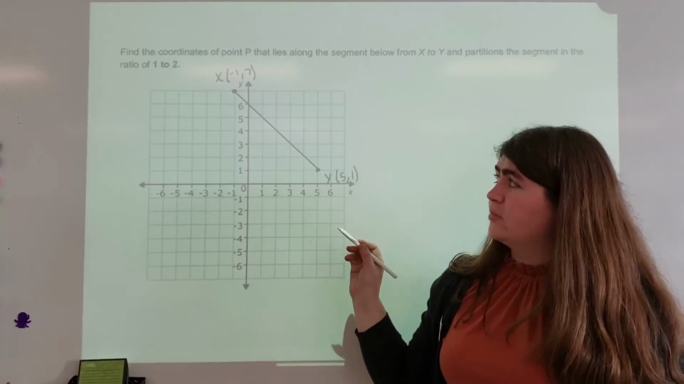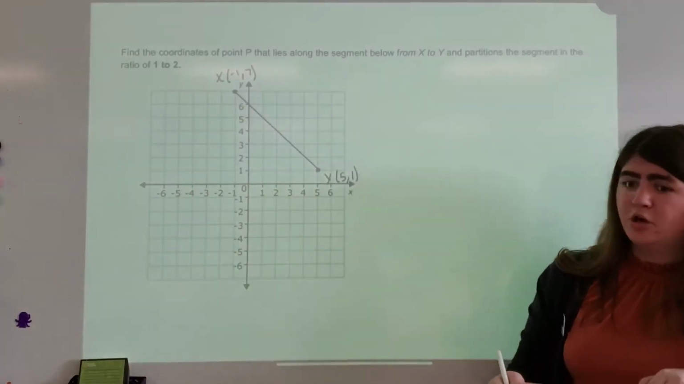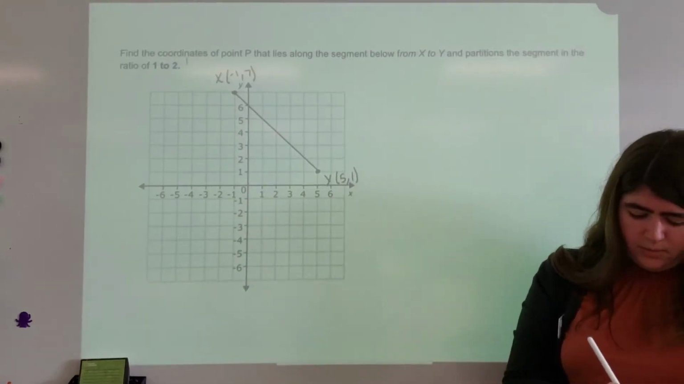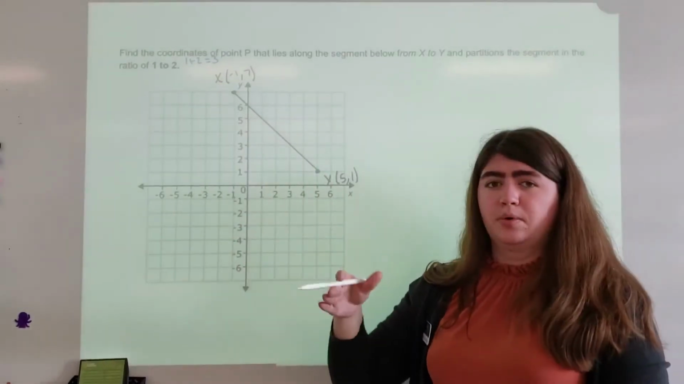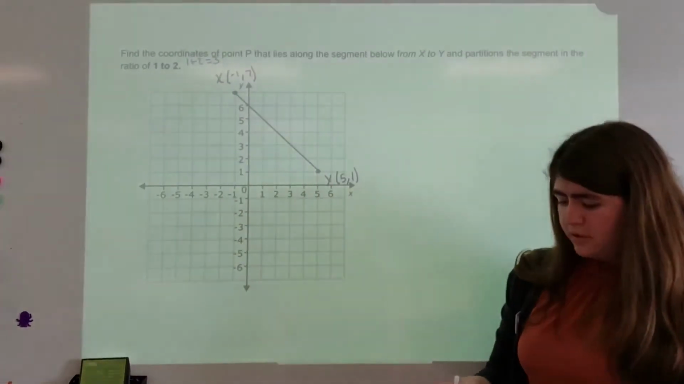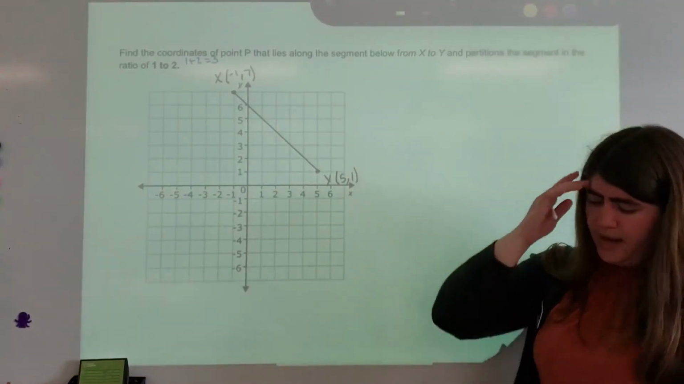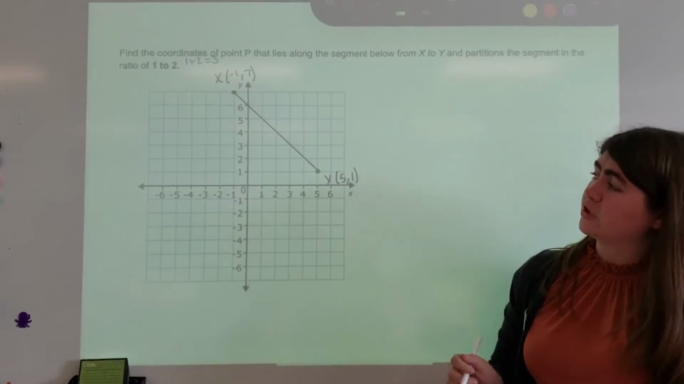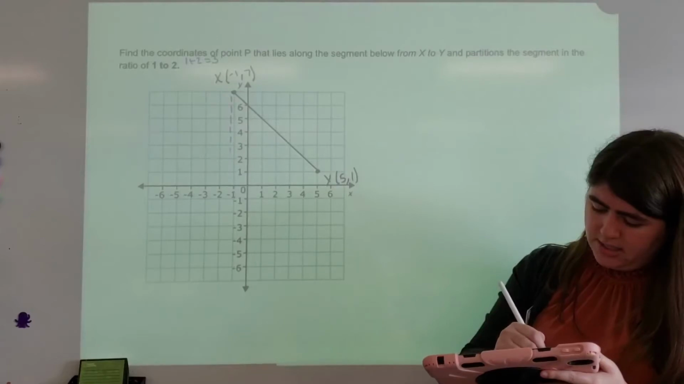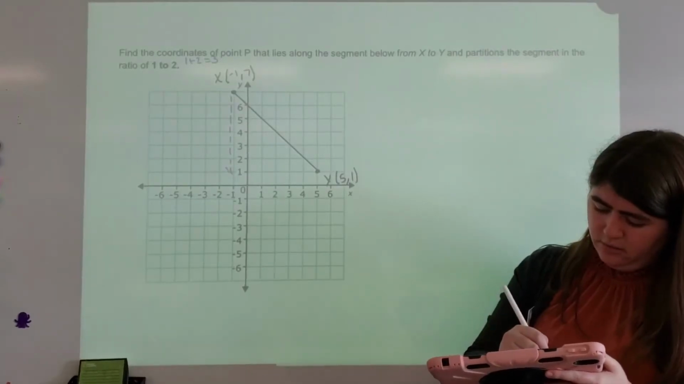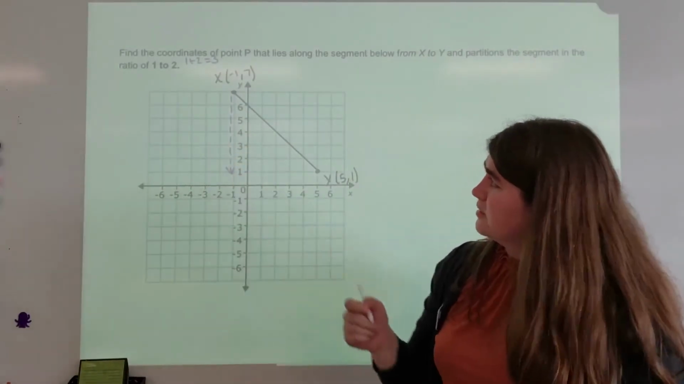Now I'm trying to split this into the ratio of 1 to 2. So I'm going to start by adding my ratio together. So 1 plus 2 is equal to 3. So I'm trying to split this segment into 3 sections. Now I'm going to grab my color that I used for my vertical distance, and I'm going to figure out how far down we traveled. And that's 1, 2, 3, 4, 5, 6 that we've traveled.